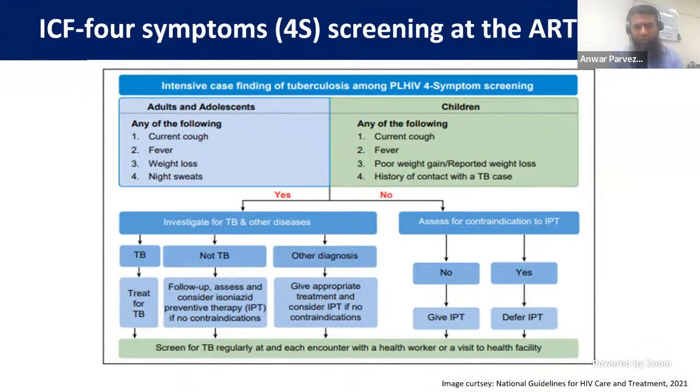It's a one-time affair, actually. IPT we give once in a lifetime to a PLHIV who does not show any signs and symptoms of TB. It means if they do not have active TB and do not have contraindications to IPT, we give them IPT for 6 months. That's as per the national guidelines of HIV care and treatment in India.